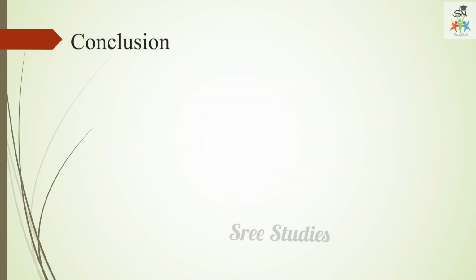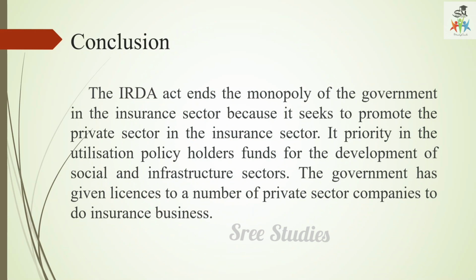And we are concluding that the IRDA Act ends the monopoly of the government in the insurance sector, since before that it was only a government sector. You know there were LIC and the general insurance corporations. Now you know there is a mushroom growth in the private sector of insurance, because it seeks to promote private sectors in insurance, and it gives priority in the utilization of policyholders' funds for the development of social as well as infrastructure sectors. And then the government has given licenses to a number of private sector companies to do insurance business.